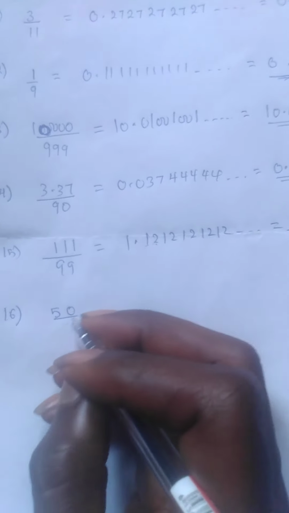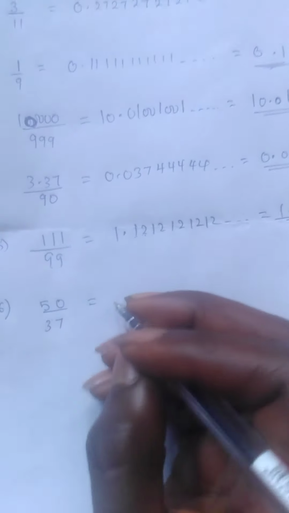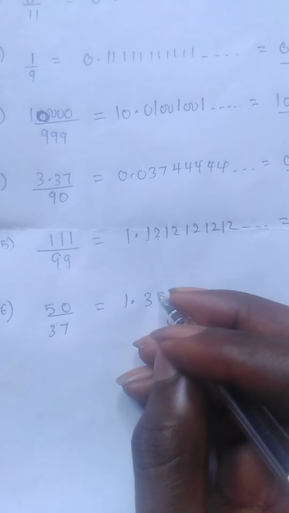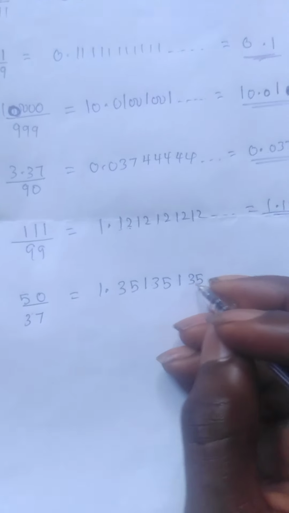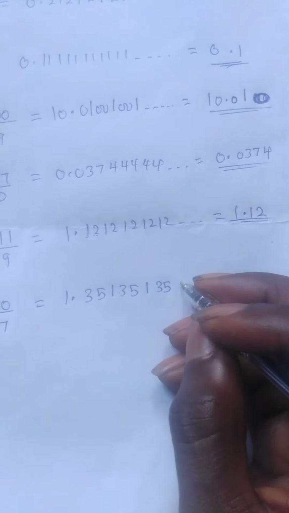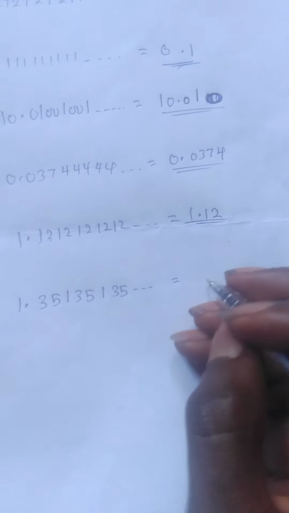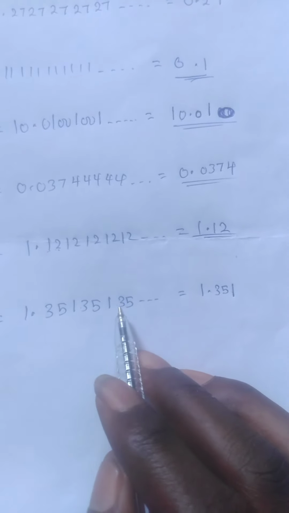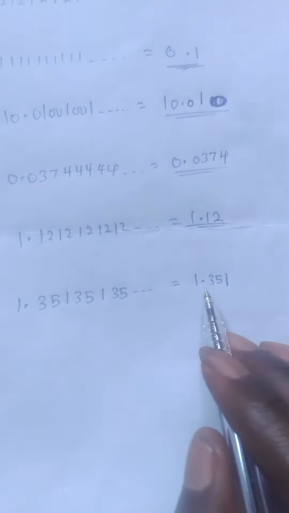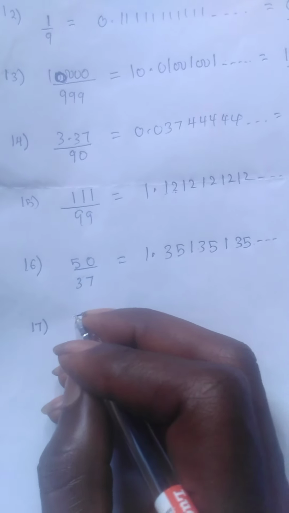Example 16, we have 50 divided by 37, and that gives us 1.35135, okay, and it repeats itself. So we can just say 1.351. That is 351 repeats itself. You can see 351, 351. Definitely this will be 351, and it repeats itself. So we just put the group of figures that repeat itself. That's 351.